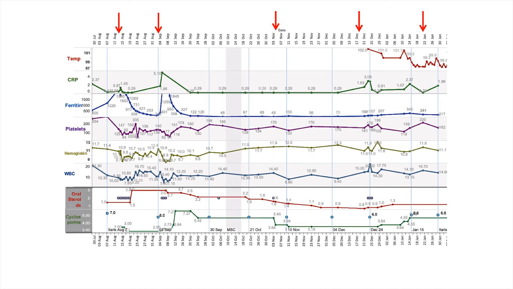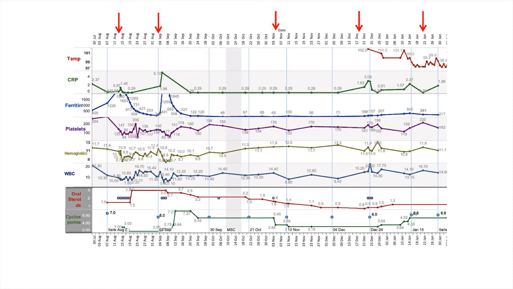And then more recently, we had two more major flares that were consistent more with a flare of underlying SJIA rather than MAS. You can see that in this case, ferritin didn't go up very much. In fact, instead of cytopenias, both platelet count and white blood cell count went up. He was running fever. So overall, these 2 flares were more consistent with SJIA rather than MAS.